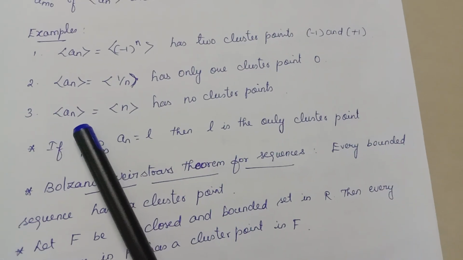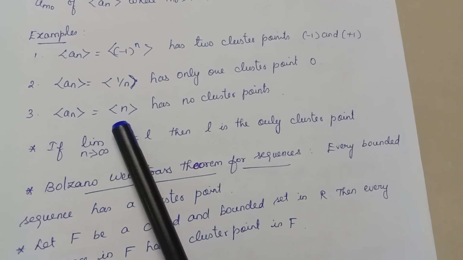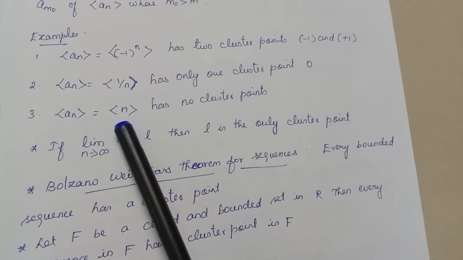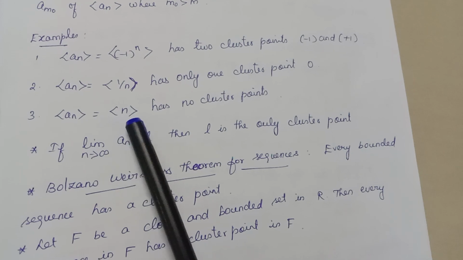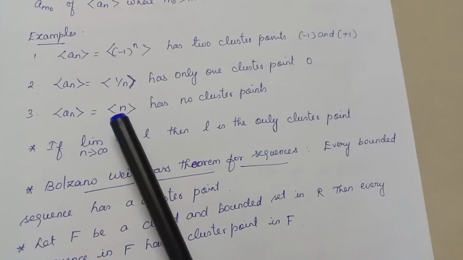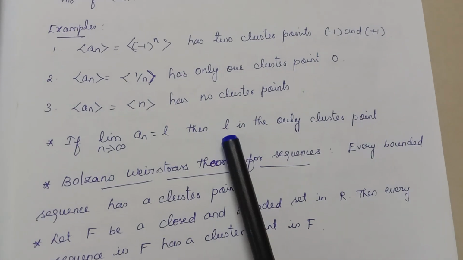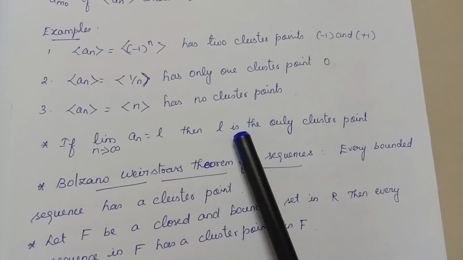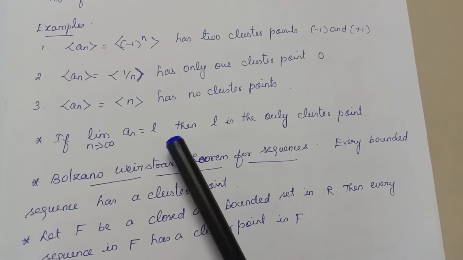Next one is the sequence an equal to n, that is 1, 2, 3, 4, 5, etc. We know that this is a divergent sequence and it does not have any limit, and in the same way it does not have any cluster points either, because whatever real number you take, this being nothing but natural numbers 1, 2, 3, 4, 5, you cannot find any point of this sequence in its neighborhood. So this sequence has no cluster points. This is the property I have explained here: if we have a sequence which is converging to L, then L is the only cluster point. So a convergent sequence has only one cluster point, that is its limit.